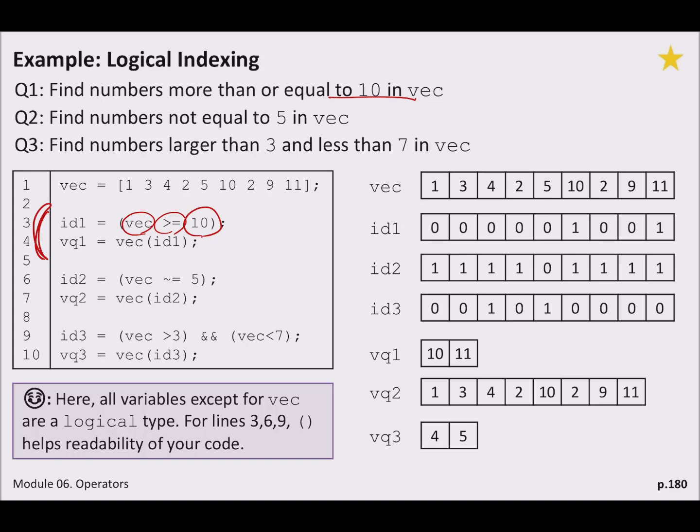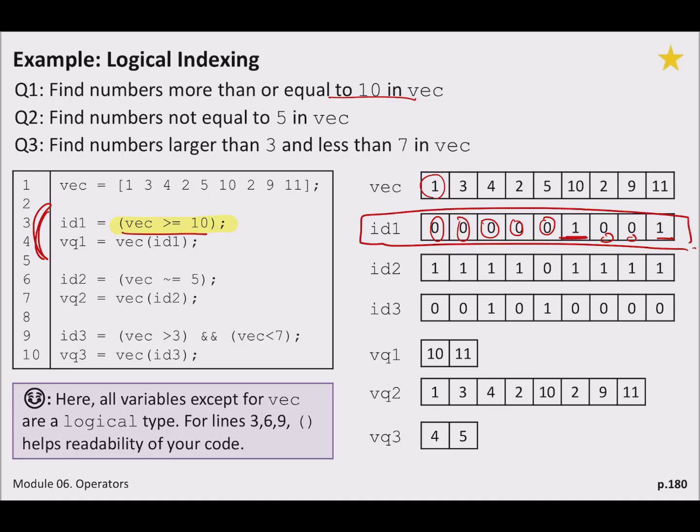If we execute this operation, what values are assigned to ID 1? Here 1 is smaller than 10, right? That's why it's false. It's not larger than 10, that's why false. False, false, larger than or equal to, false. And this one is a 1, right? This one is true. 0, 0, 1. Okay?